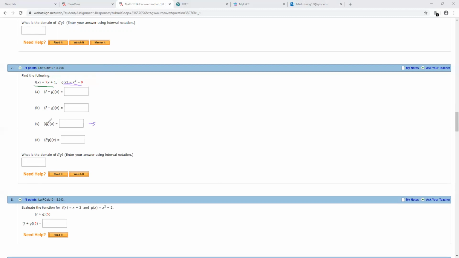Now, of course, Griselda, what does this mean right here? FG. There's not even a dot, but we're supposed to know this means what? Multiply. So multiply the equation for f times the equation for g, and won't that give us something new? Yes. So this is going to equal, for f, what are we going to put here for f, Griselda? What's the f function? 7x plus 1.